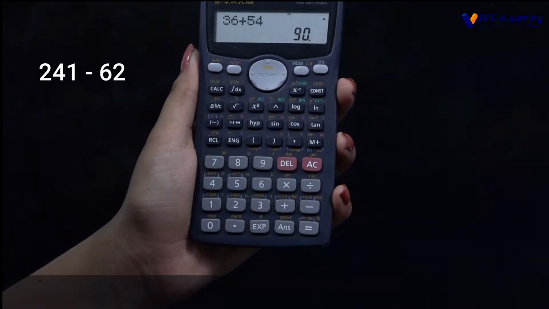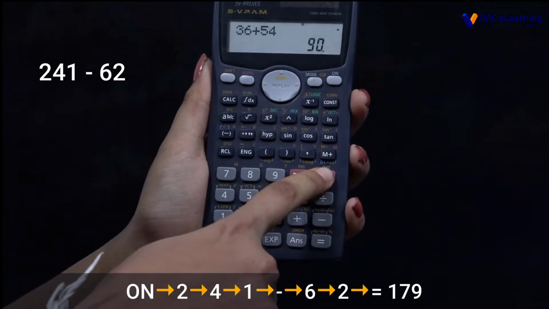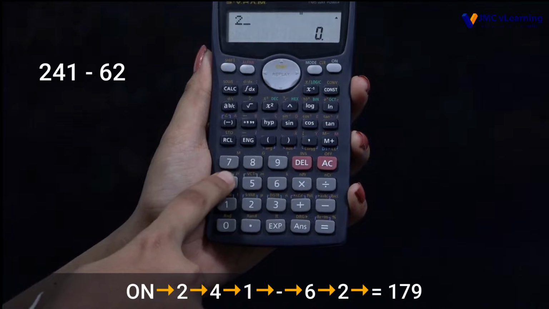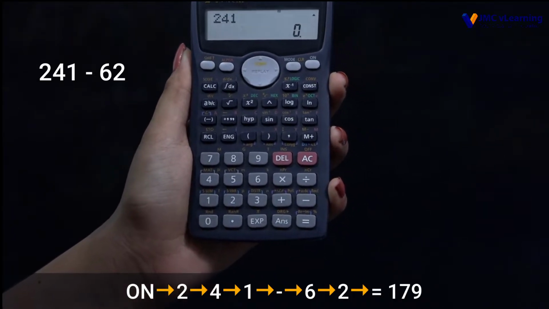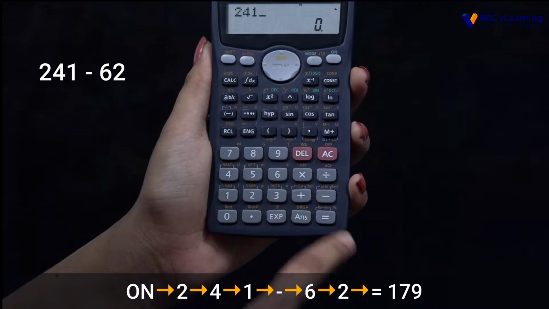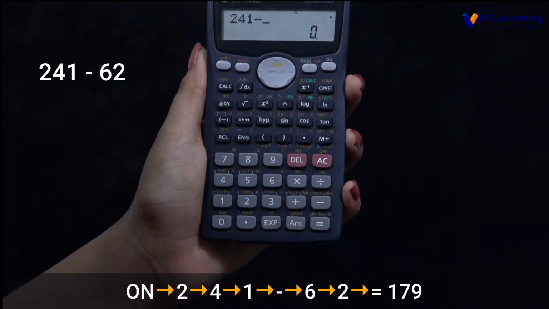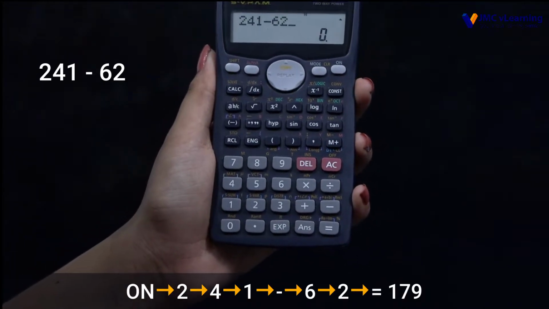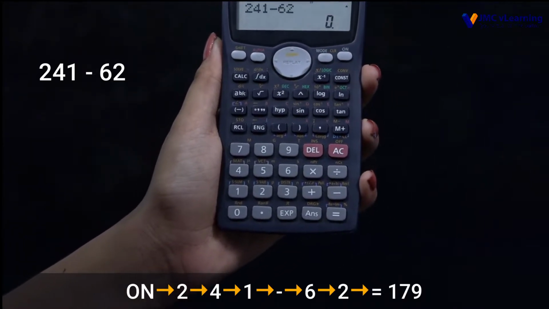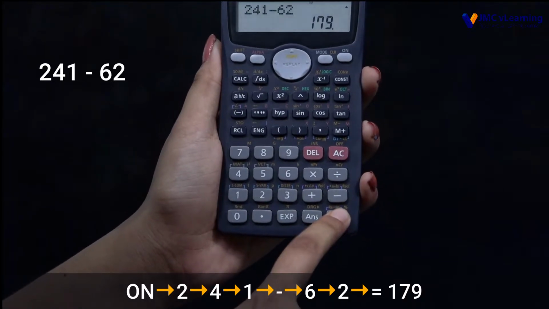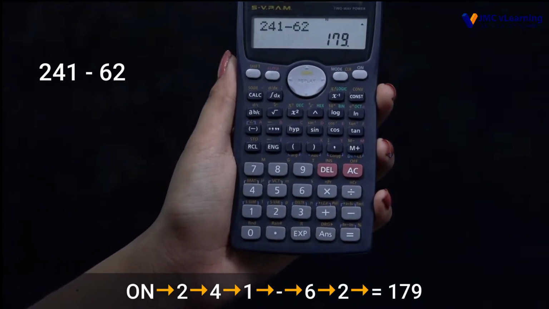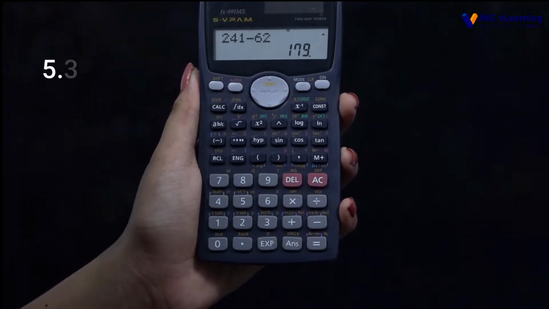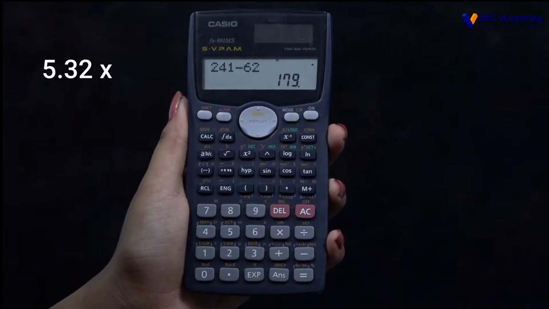Here you can use the on button again or this AC button. Then press 2, then 4, 1. 241, subtract, the subtraction key, then 6, 2. To get the result of this question, you have to press the result key, the equal mark. The answer is 179. The next question, 5.32 multiplied by 4.